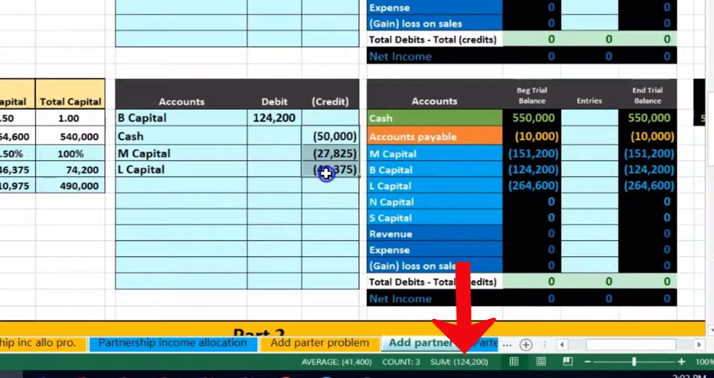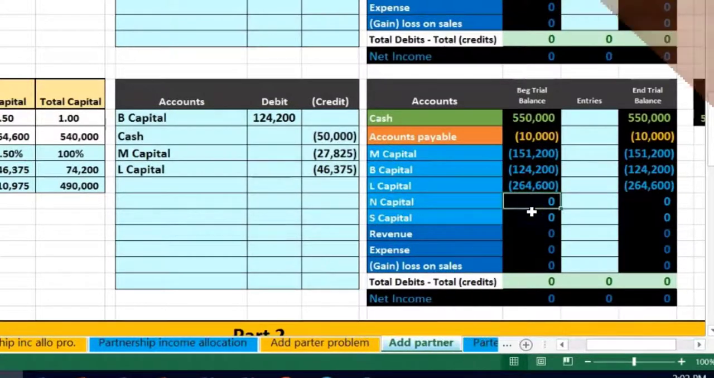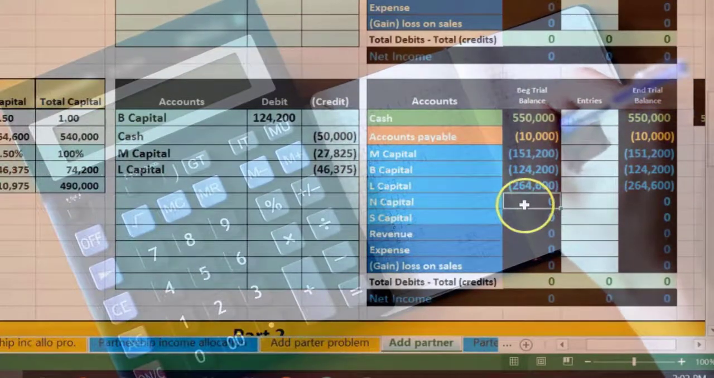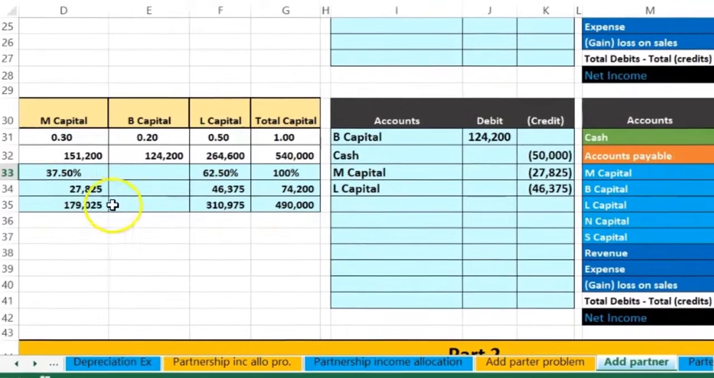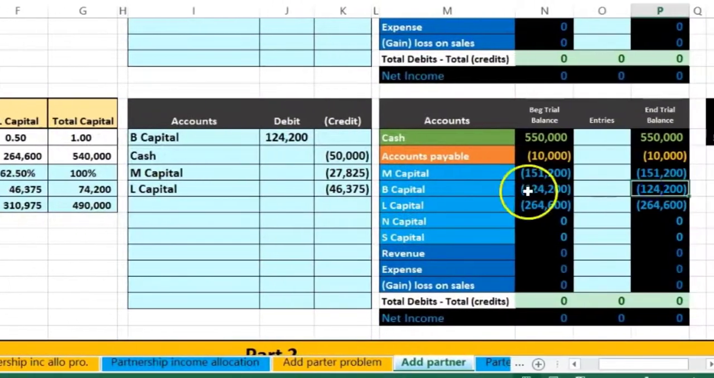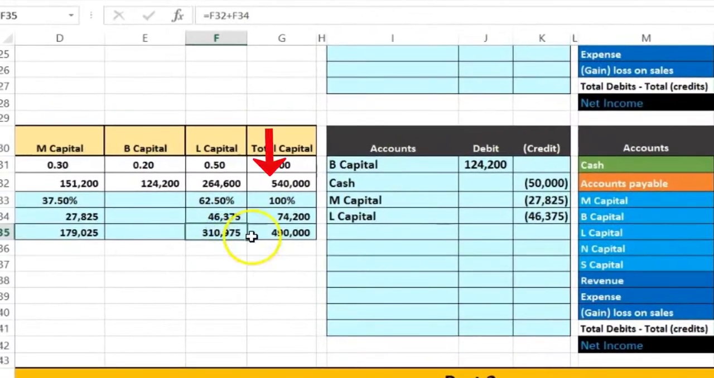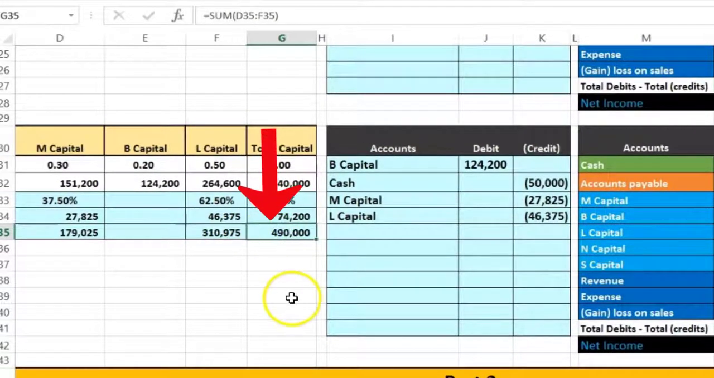Well, if we highlight the credits, they add up to 124.2. That's equal to the debits. If we highlight the debits and the credits, they add up to zero because the debits minus the credits add up to zero. All right, let's post this out and see if it does what we want it to do. What do we want it to do again? We want this account to go to that. We want this to go to zero, and we want this account to go to this, which will give us a total capital of 490.